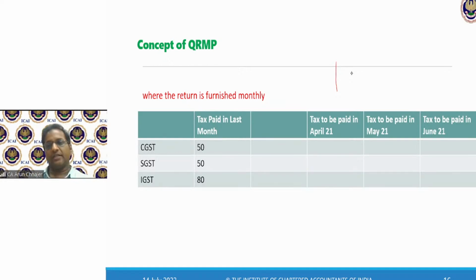Same, beta, the GSTR 3B due date: if monthly, it is the 20th, and if quarterly, it is the 22nd or 24th. It will be 100% of the liability. It means 50, 50 and 80 exactly same would be paid in M1, same would be paid in M2.